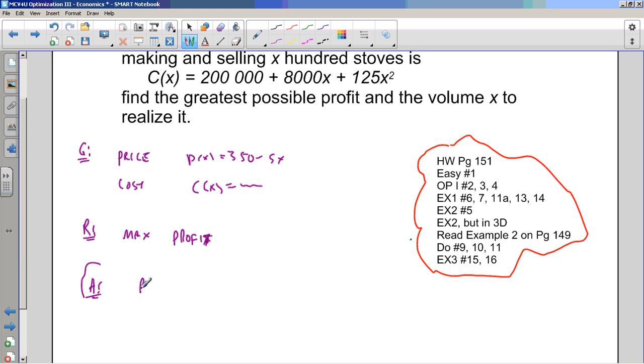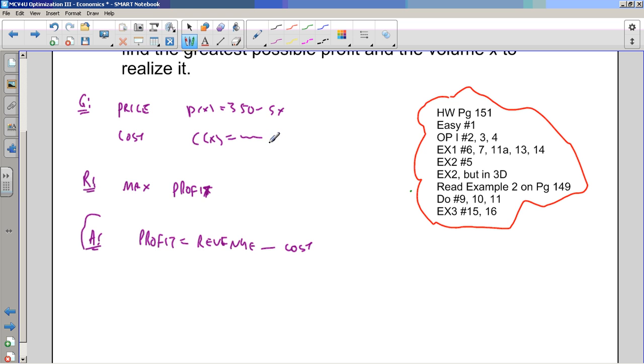What's profit? Well, profit is just revenue minus cost, right? And I want to find the maximum profit. So I need to find a profit function and then take the derivative. The cost, no problem, I'm going to put that in there. That's great. But what's the revenue? Well, remember, revenue is the number sold times the price that we charge for one.